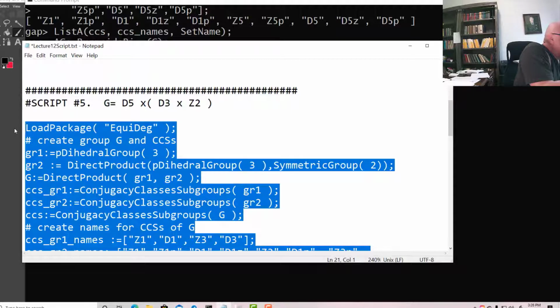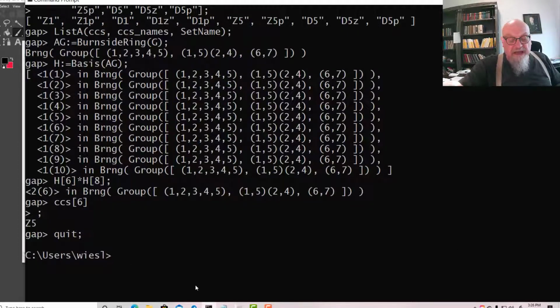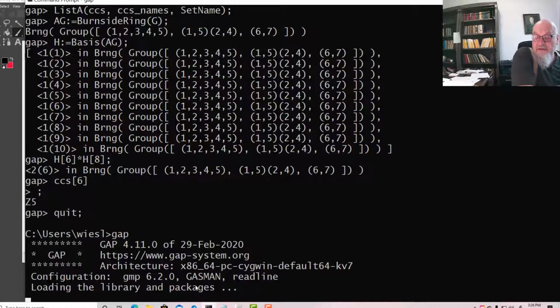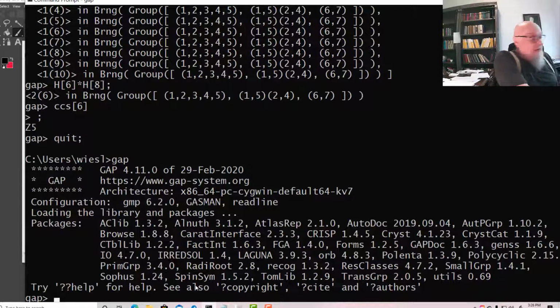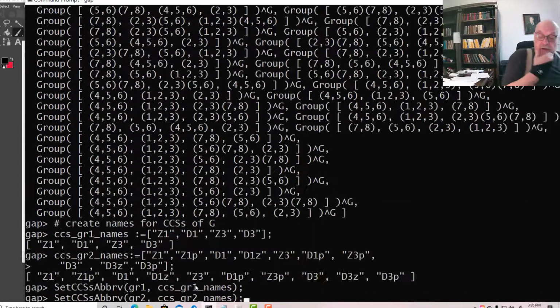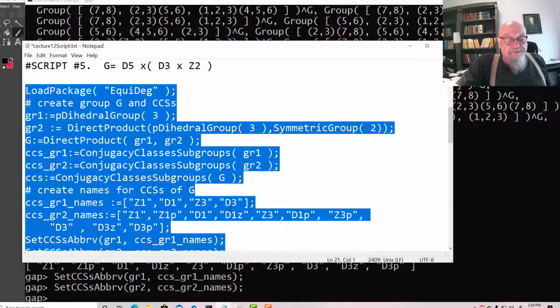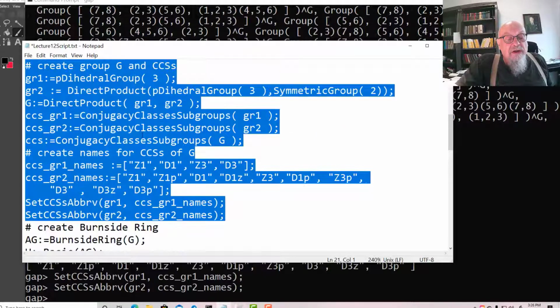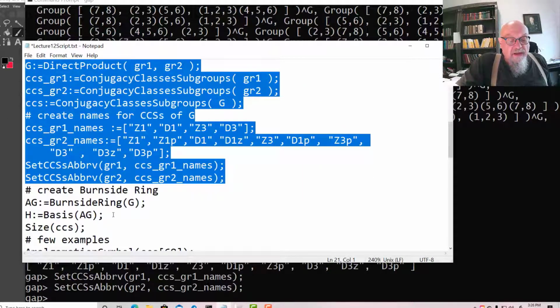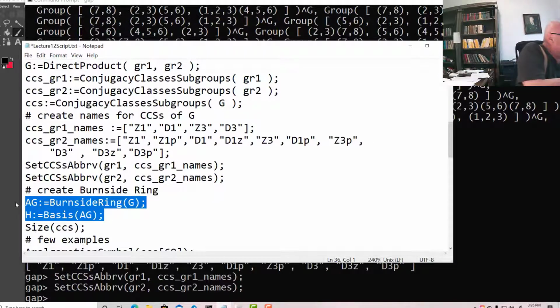And let's go to the program and start GAP again for this particular example. And I have it. So now I put the script and I created it. So I have the abbreviations and we are done. So what else can I do? So let's go and generate the BurnsideRing. So make sure that I'm using it here. So I have here BurnsideRing. And let's run it.